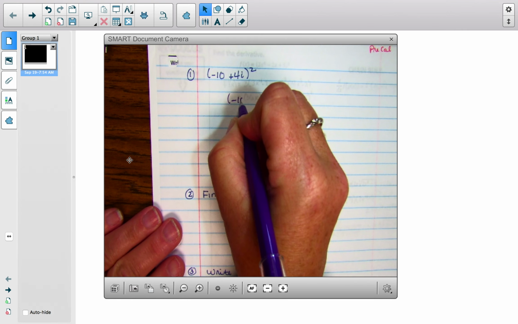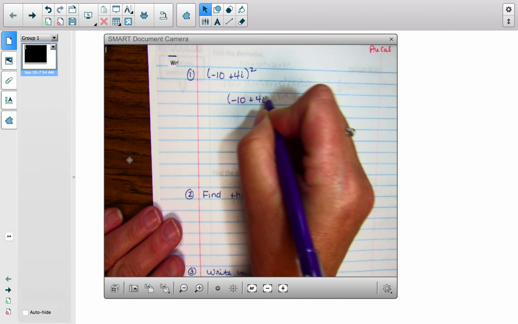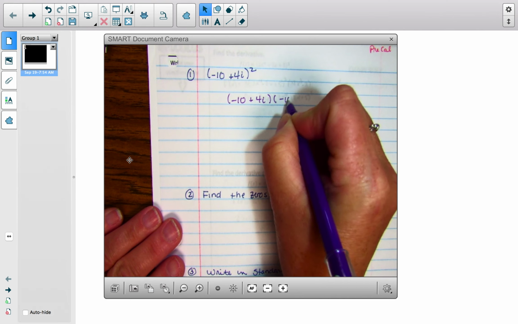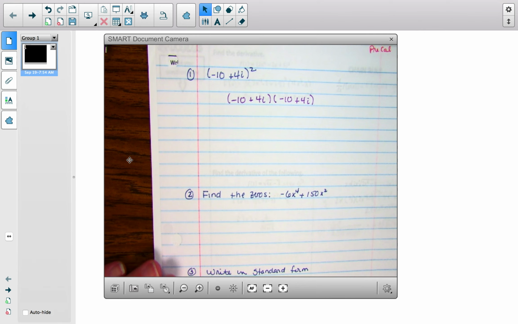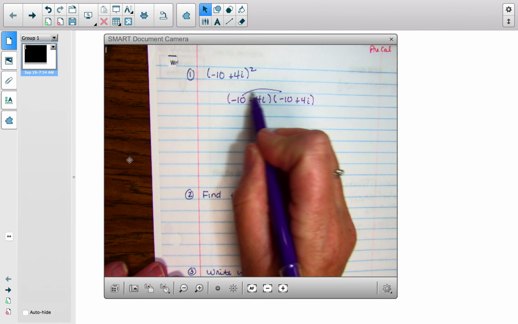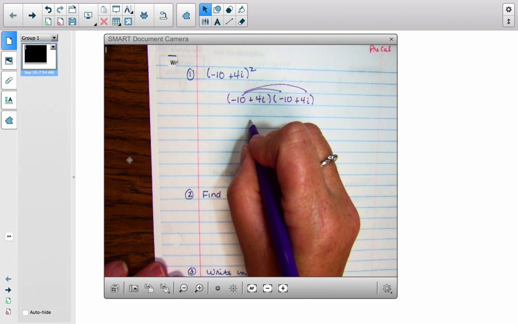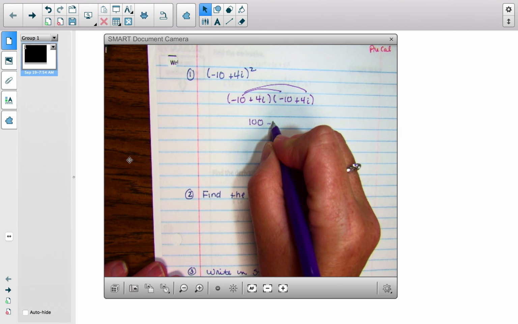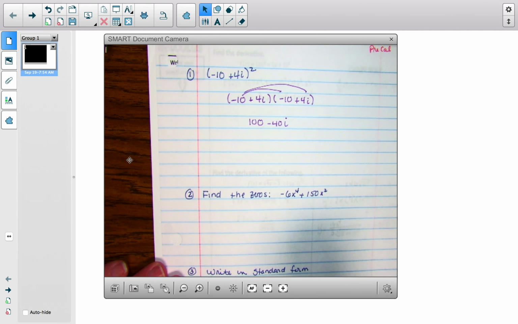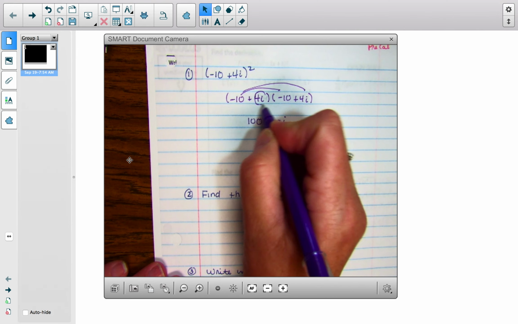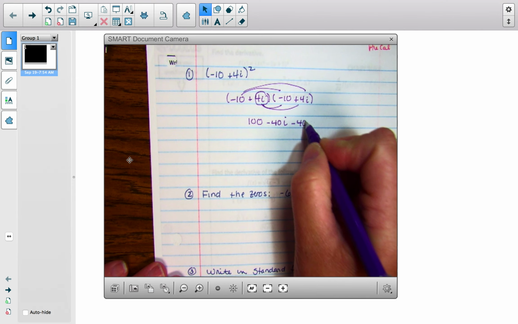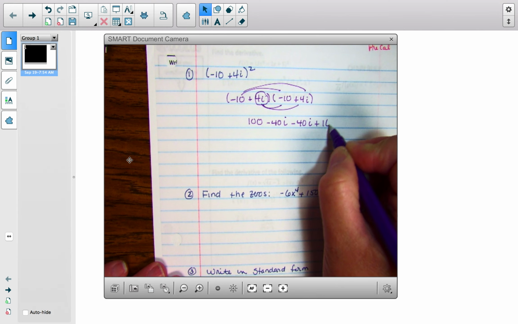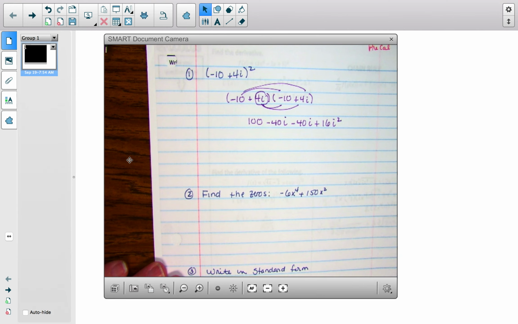Remember, write that as negative 10 plus 4i times negative 10 plus 4i. And all you have to do is distribute. Distribute the negative 10 to everything. That's 100 minus 40i. Then distribute the 4i to everything. It's another negative 40i plus 16i squared.